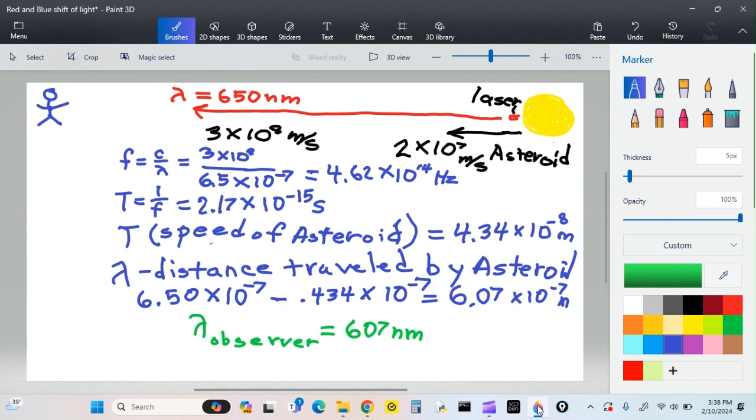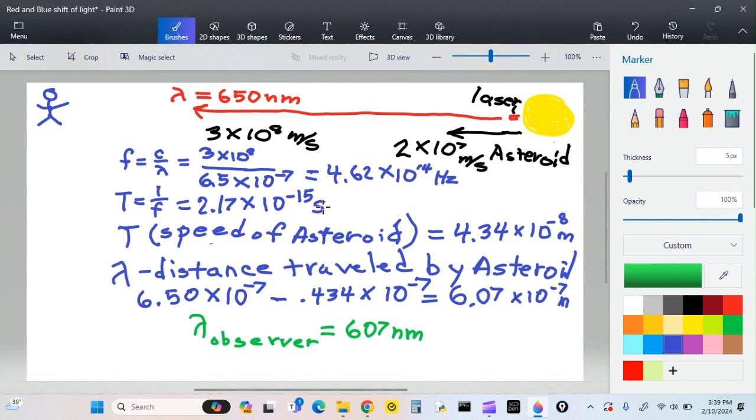Whoa, there's a bunch more calculations. Okay, frequency or period, in other words, the time it takes for one cycle, can be figured out by 1 over the frequency. And this period is 2.17 times 10 to the minus 15 seconds. Very short time, very short time.